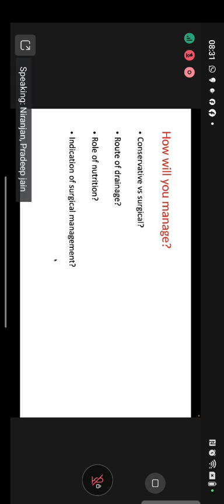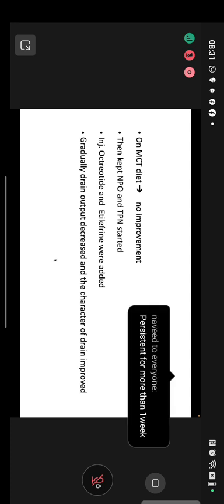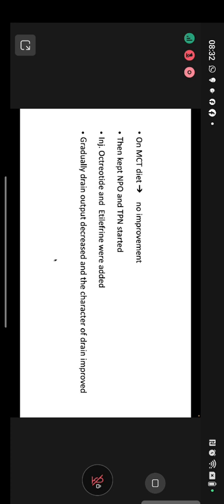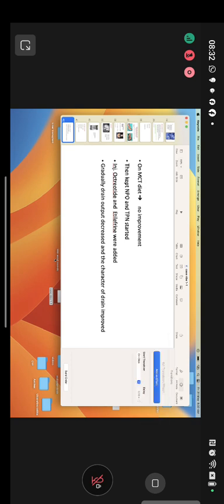And what is the indication of surgical management in these patients? So in this case, basically we started octreotide and the patient was kept on TPN. The patient improved, but suppose the patient does not improve, then what do you do? We'll continue on conservative management, because in lymphangiography we couldn't see a clear site of leak. So even if we go for surgery.